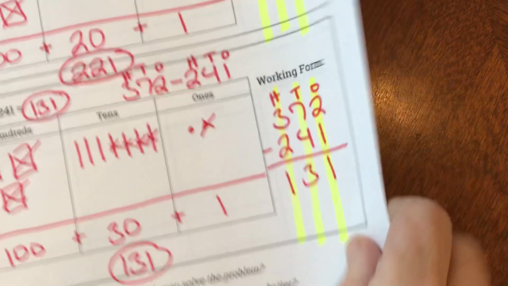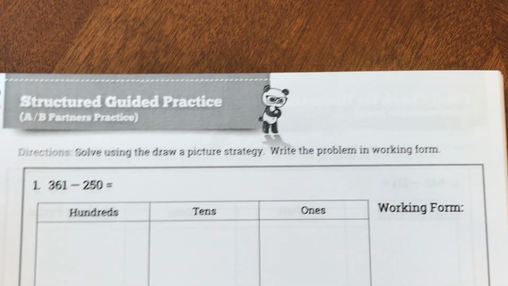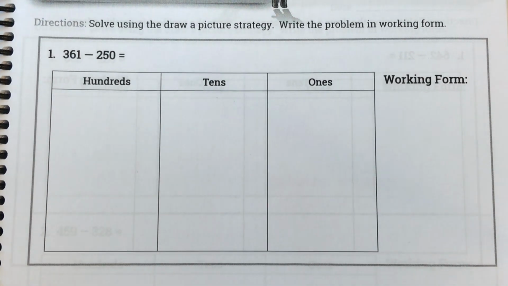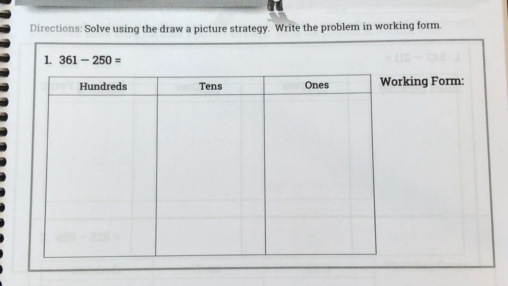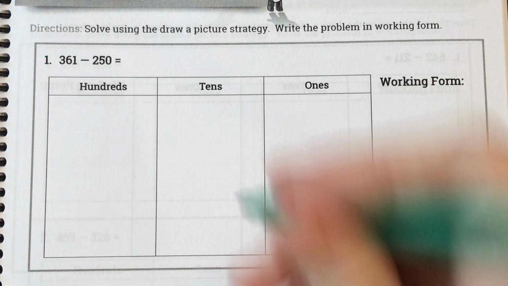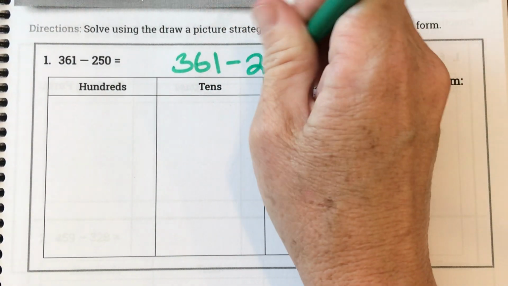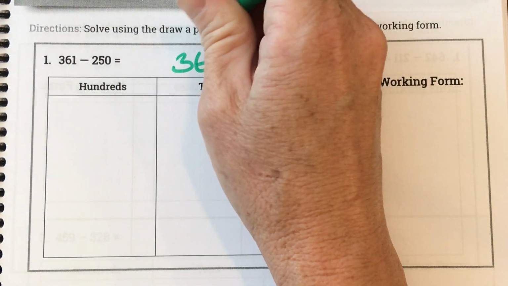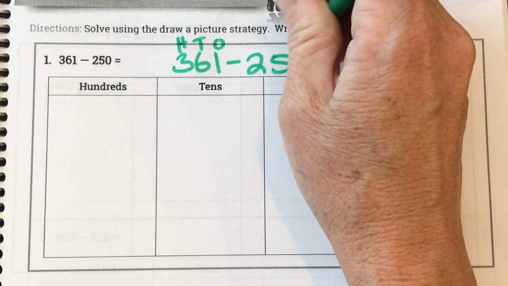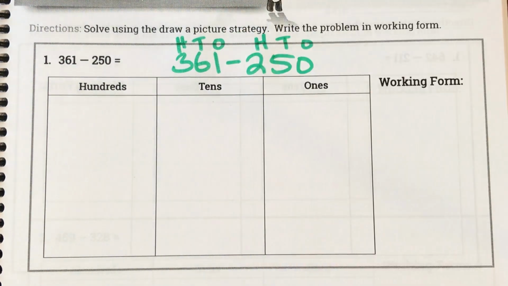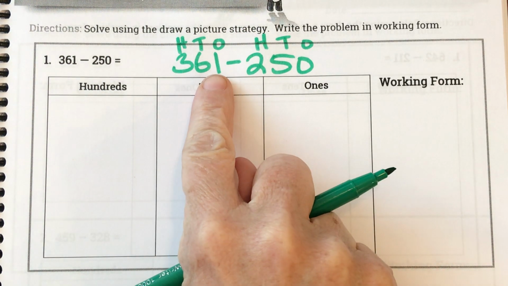Okay, let's do a couple of these together, boys and girls. We are on page 20. Here's our first problem. It says 361 take away 250, or subtract 250. If you want to write it larger like I do, so you have more room to put your place values on top, that might work. Ones, tens, hundreds. Okay, so we're going to draw our minuend.